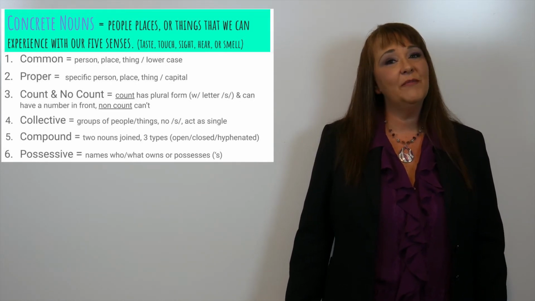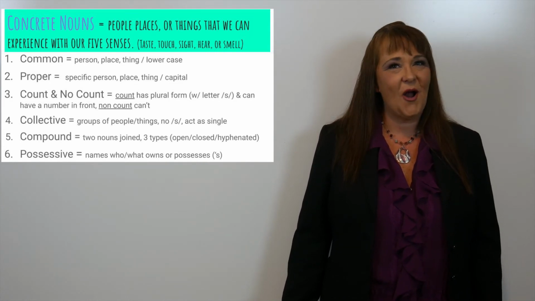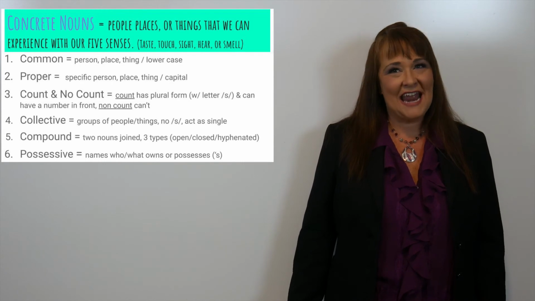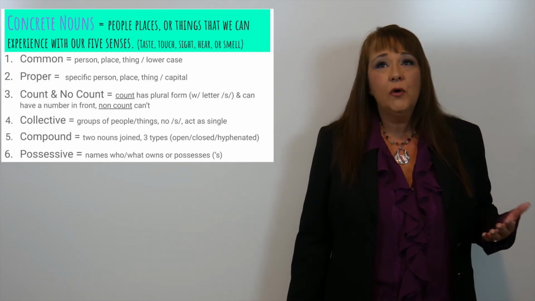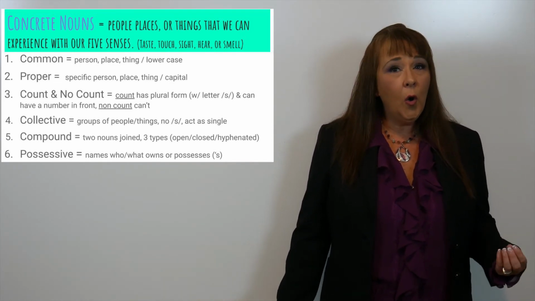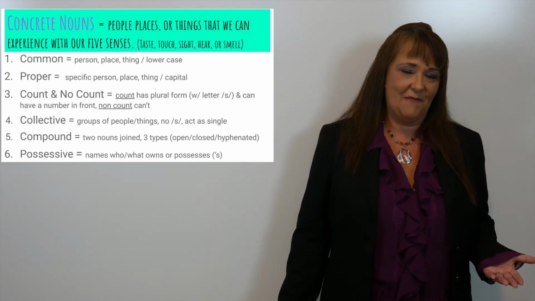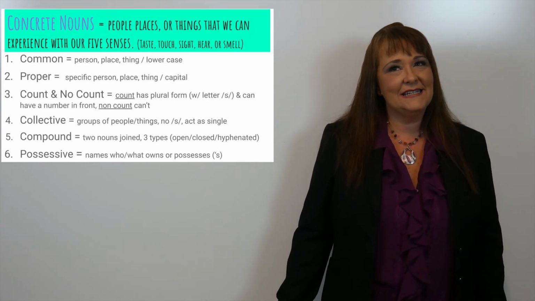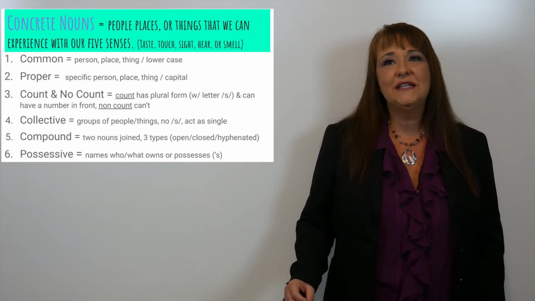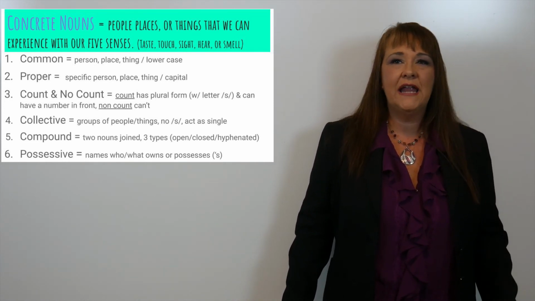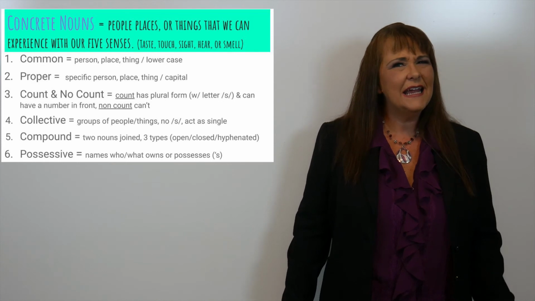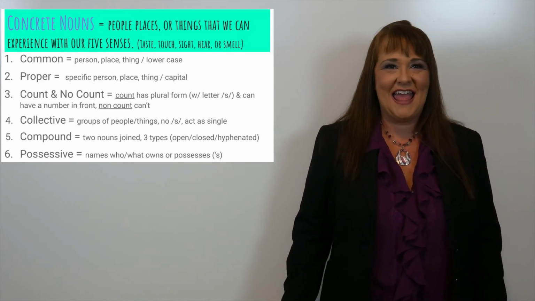Now, the last type of concrete nouns we're going to talk about are possessive nouns. Possessive nouns are nouns that name who or what owns or has possession of something. In most cases, for singular nouns, to show possession, we would add an apostrophe S. For plural nouns, we simply add an apostrophe, except for those few plural nouns that don't end in S. So that's a quick summary of concrete nouns.